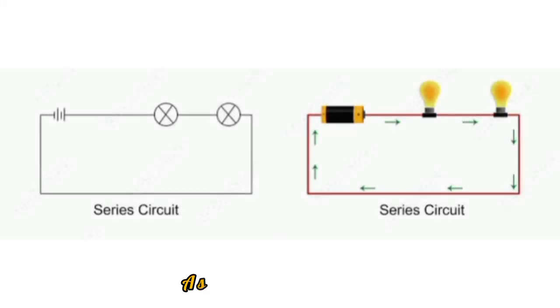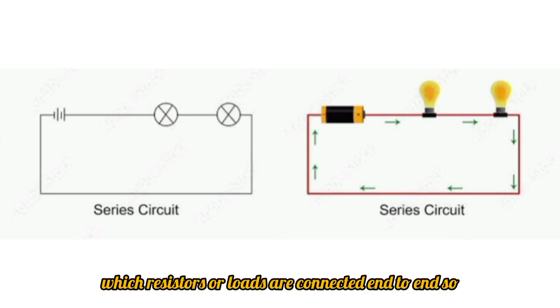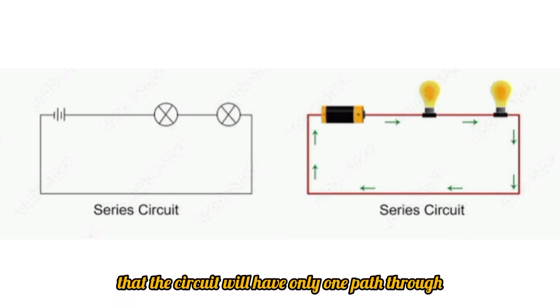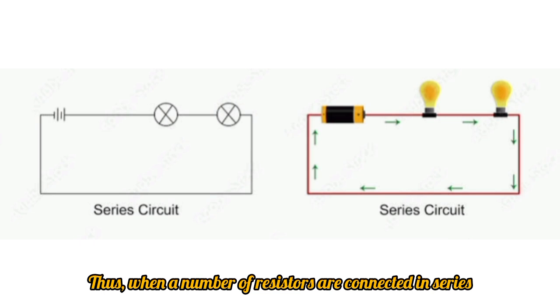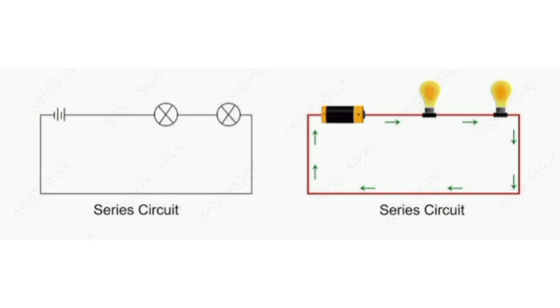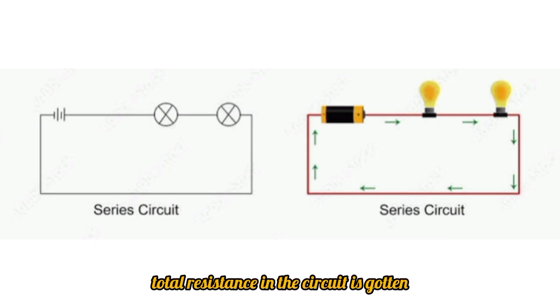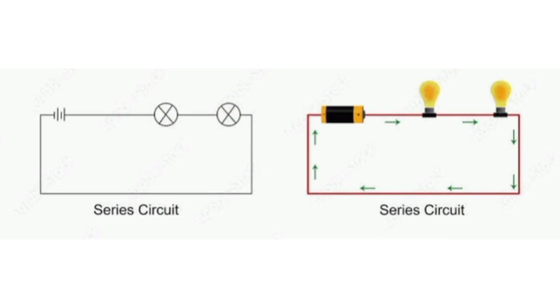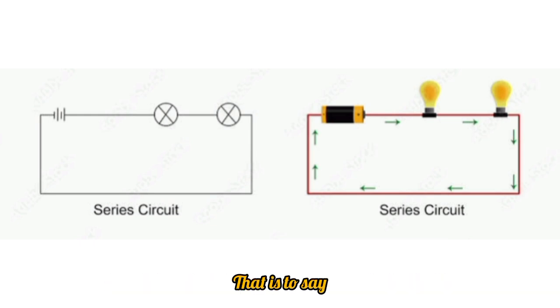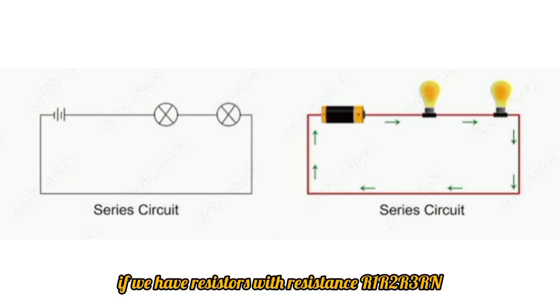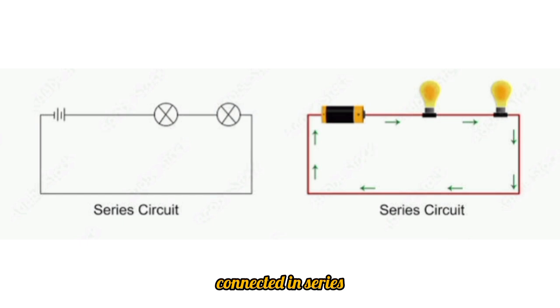Series circuit. A series circuit is a circuit in which resistors or loads are connected end-to-end so that the circuit will have only one path through which electric current flows. Thus, when a number of resistors are connected in series, the effective resistance, the total resistance in the circuit, is gotten by adding the individual resistances algebraically. That is to say, if we have resistors with resistance R1, R2, R3, Rn connected in series.